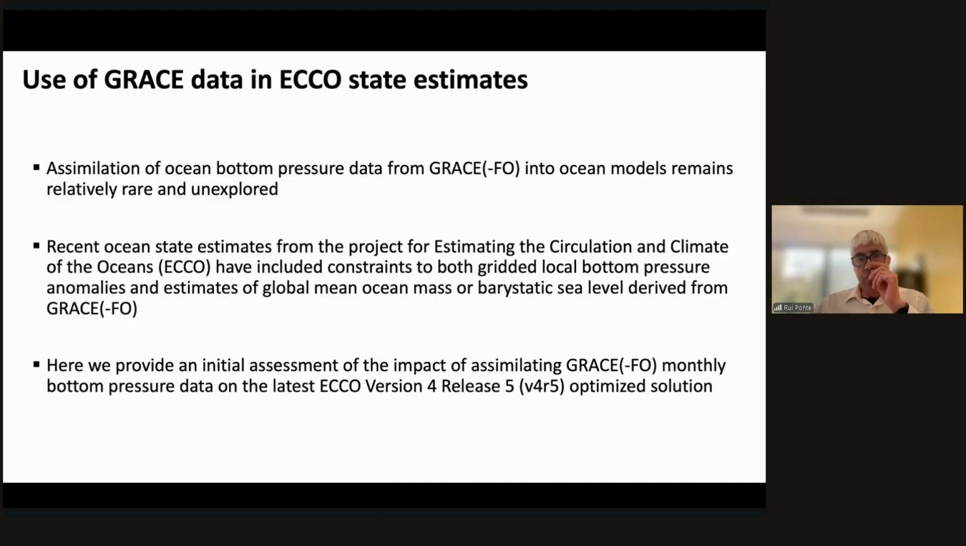In addition to ocean local bottom pressure anomalies, ECCO also uses GRACE-based estimates of global ocean mean mass to constrain the net freshwater flux into the oceans and the associated changes in barystatic sea level. So our quest here is to examine how the gravity data affects the ECCO optimized solutions.